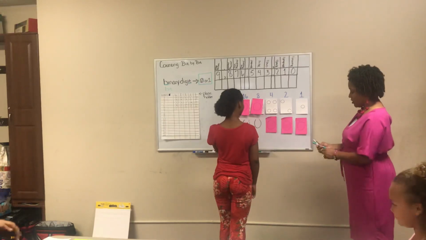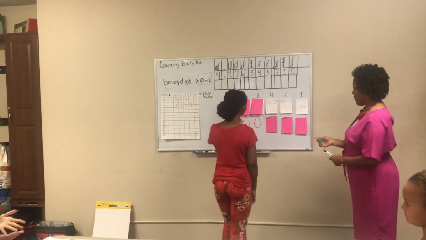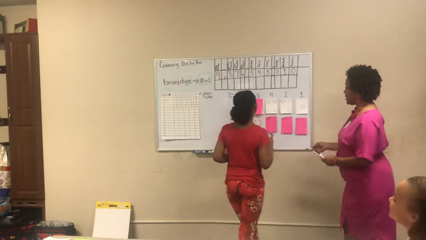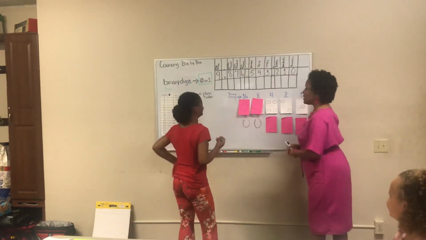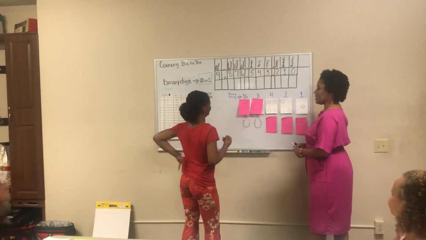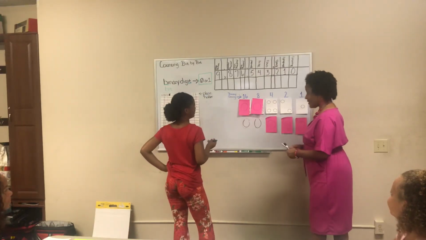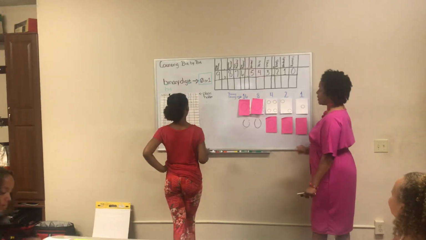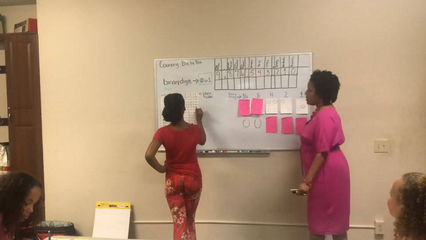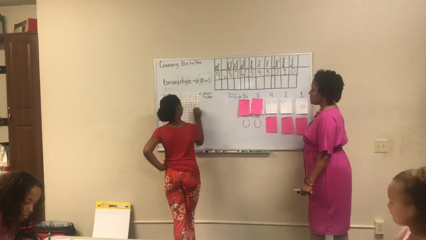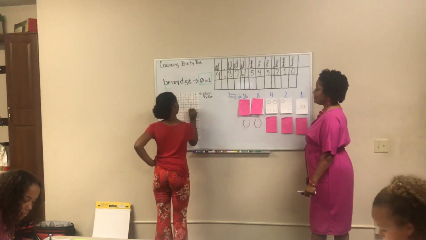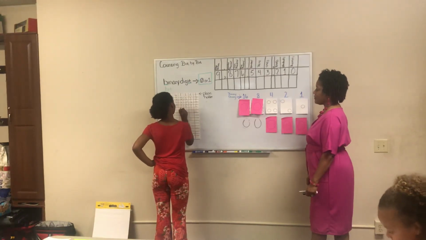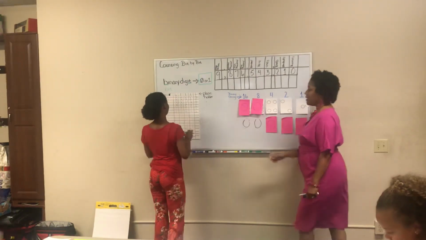All right, and so does that give us 7? Yes, it does. 4 plus 2 is 6. And 6 plus 1 is 7. All right, so we're going to put the ones in what location on our chart? All right, very good.